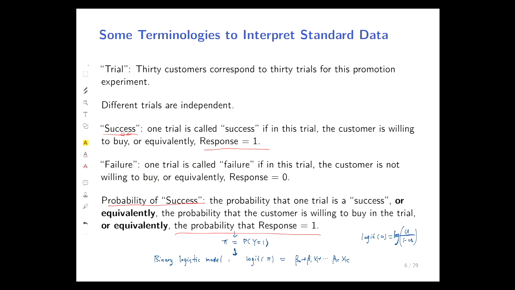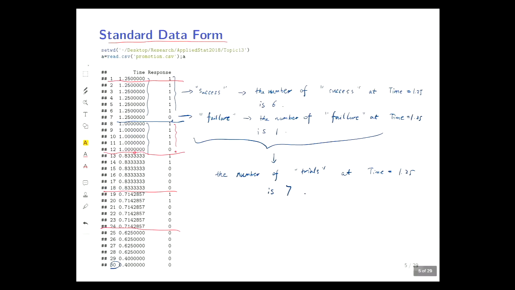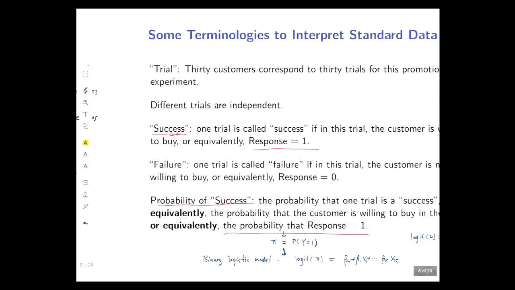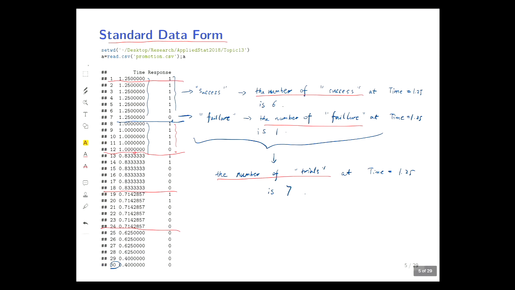So it's actually something we have learned, but we just consider to use some terminologies to rename the data set. And I think the most important names here are the number of success, the number of failure, and also the number of trials. So that's something new. And then let's look at this, because we actually have a lot of repeated values of time, right? You can see we have a lot of repeated values of time. So a natural question here is: how about we aggregate the data by time?